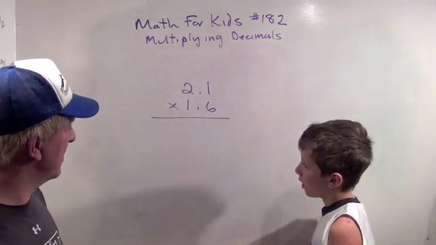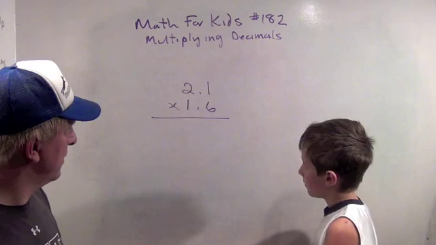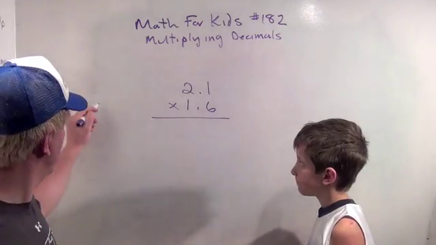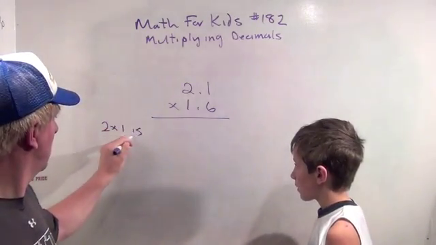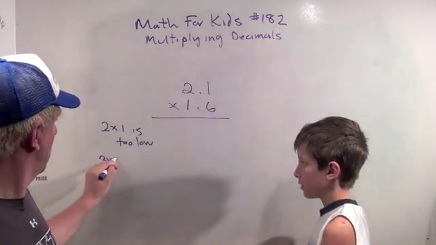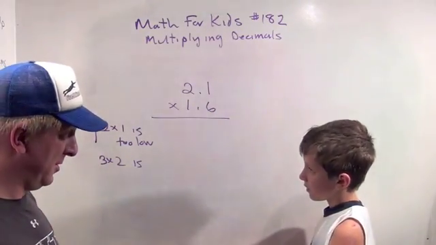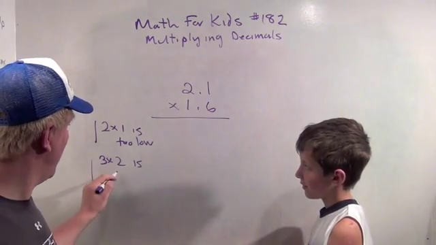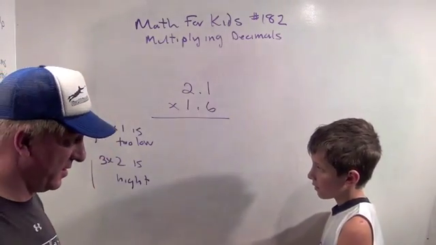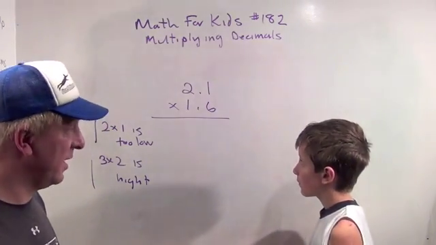Let's estimate it. What's an estimate that would be a little bit low? Well, 2 times 1. 2 times 1 is too low. And then 3 times 2 is what? 6, which is too high. Okay, so this porridge is too cold, and this porridge is too hot. Right, so we know the answer is going to be somewhere in between 2 and 6, right? So that can be helpful on decimals.